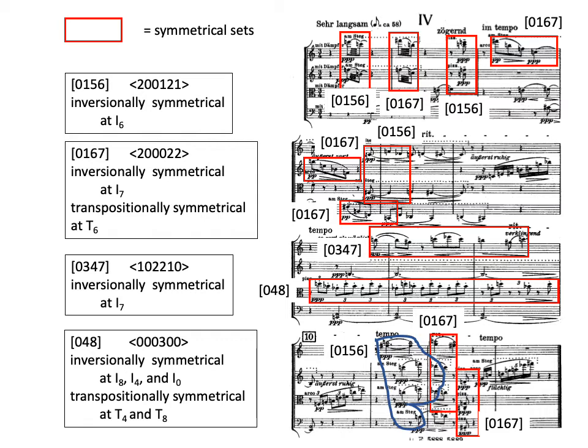Now the sets in the B section, the 01347 is inversionally symmetrical at I7. Figure out what you'd have to add to each number beneath it to get 7, and you'd have to add 7430, which is the reverse of 0347. And then our 048 set, which is really just our augmented triad. It's only got major thirds in its interval vector, and it's symmetrical inversionally 3 times if you invert it at 8 or 4 or 0. And it's also transpositionally symmetrical if you take it up 4 half steps or up 8 half steps. So lots of symmetry from our buddy Webern here.